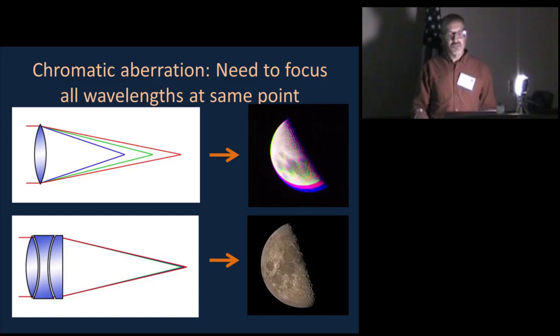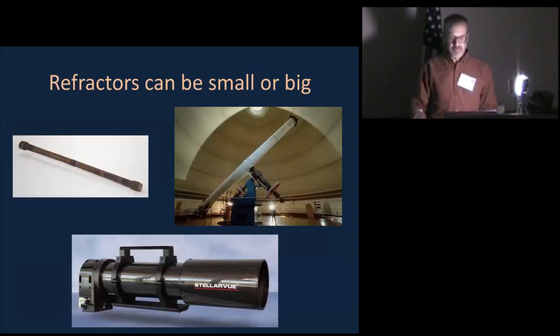So telescopes use a combination of different elements of glass and coatings to get all that to line up well. Refractors can be small or big. The one in the upper left there is basically 1.5 inches. That is what Galileo used to do his first observing.